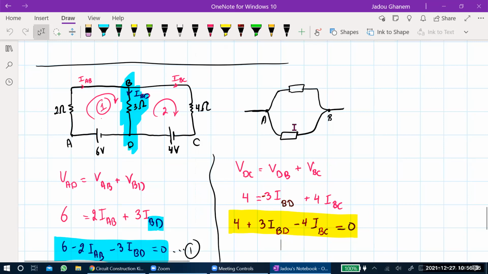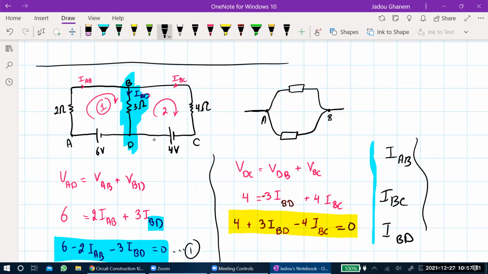But what about the main current I? Look at the circuit. This is IBC. We don't have the value of this current, right? No. And we don't have the value of this current IBD, right? Yeah. And we don't have the value of this current IAB, right? Yeah. So we have three unknowns. The unknowns are the currents only: IAB, IBC, and IBD. Okay, yeah. So three unknowns.